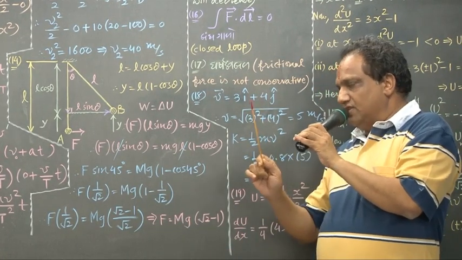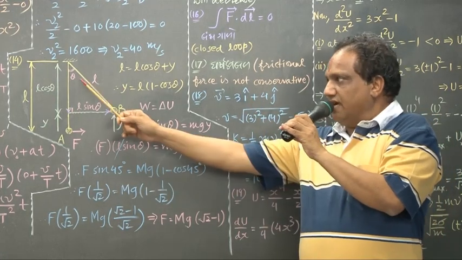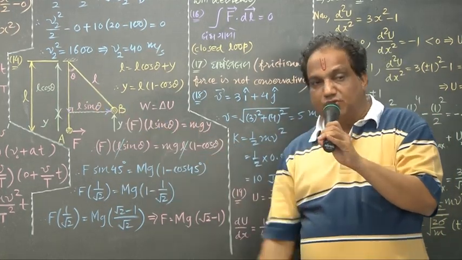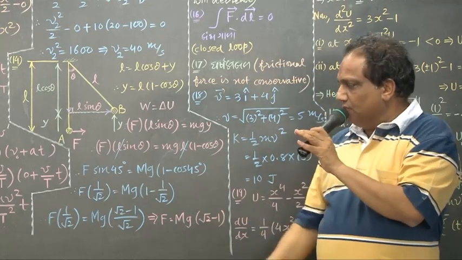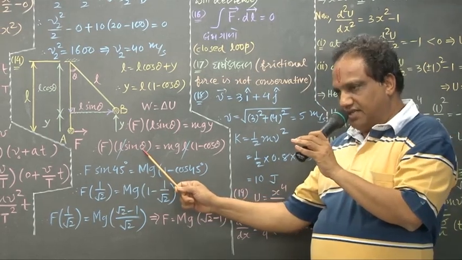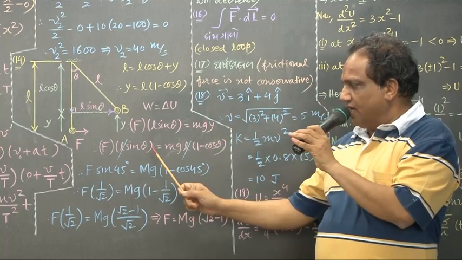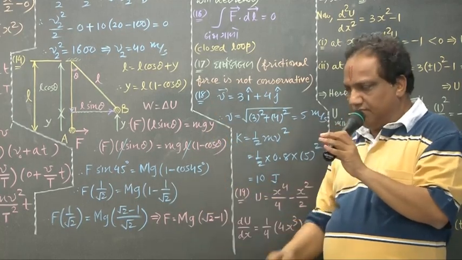In the examination, they may change this angle from 45 degrees to, suppose, 60 degrees. All that you have to do is place the new value of theta here. That's all. Whichever value is given to you, you may write it here. Correct? Next.